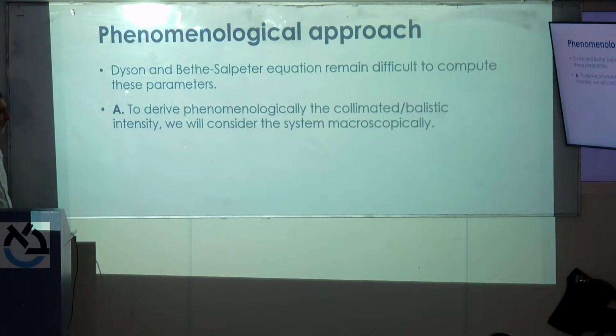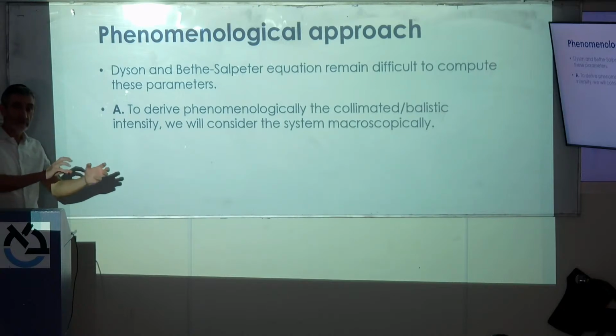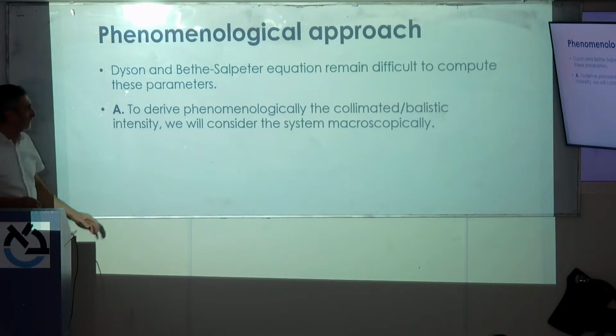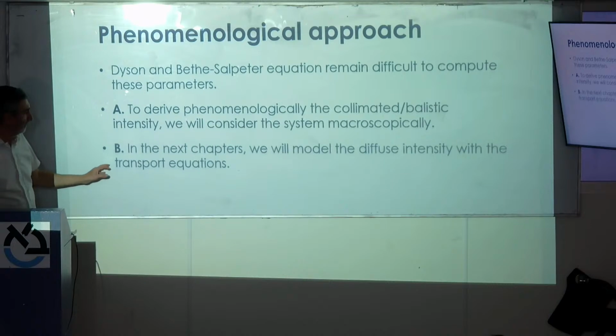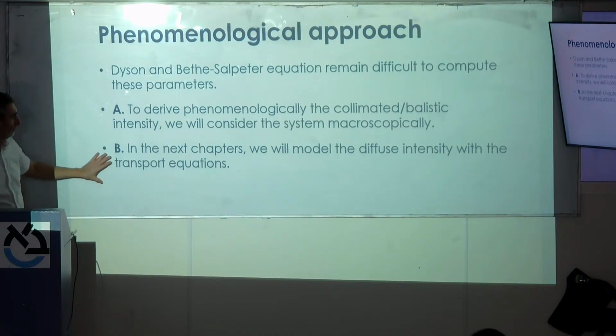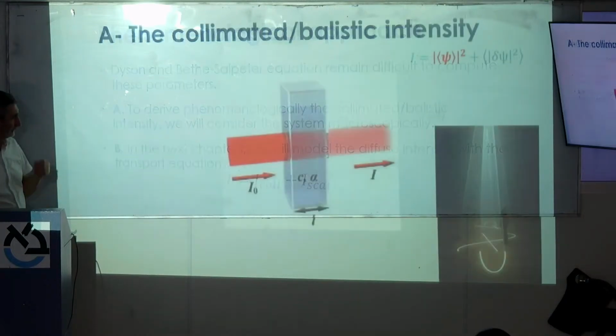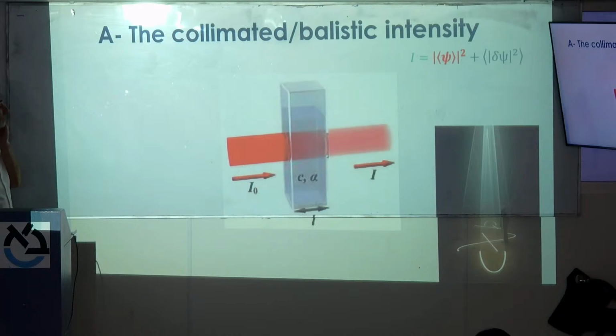Remember we have two terms in the average intensity: the collimated, ballistic intensity and the diffuse intensity. Let's start here with the collimated intensity. In the next chapters, we will model the second term, the diffuse intensity, by using the transport equation, the diffusion equation. So let's start with the collimated ballistic intensity.